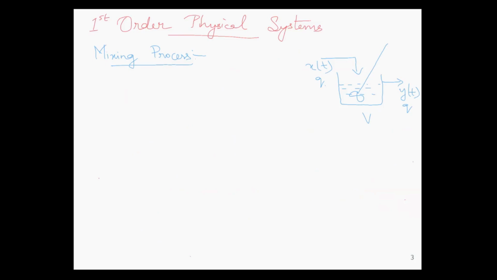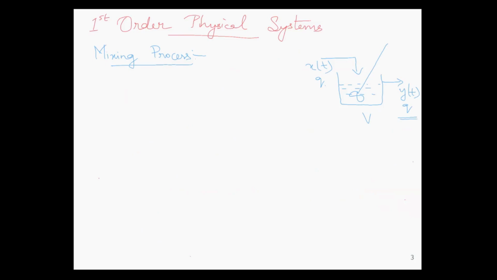And V is the constant hold up volume. So the volume of the liquid in the tank is a fixed value, that is V. And the inflow is a constant volumetric flow rate Q. The inflow is also constant, the same flow rate as the outflow.